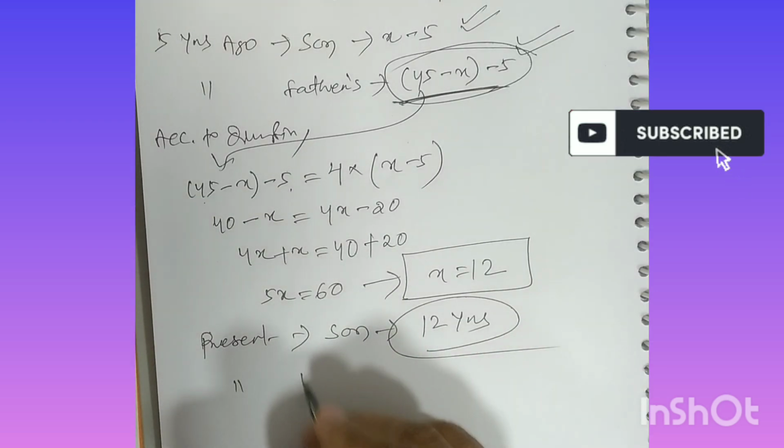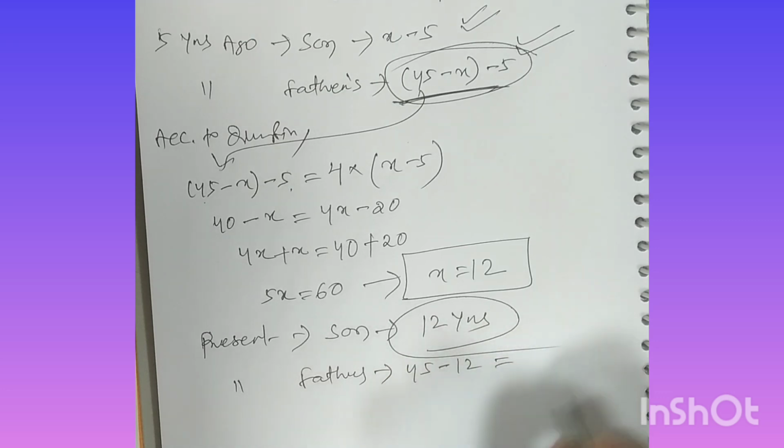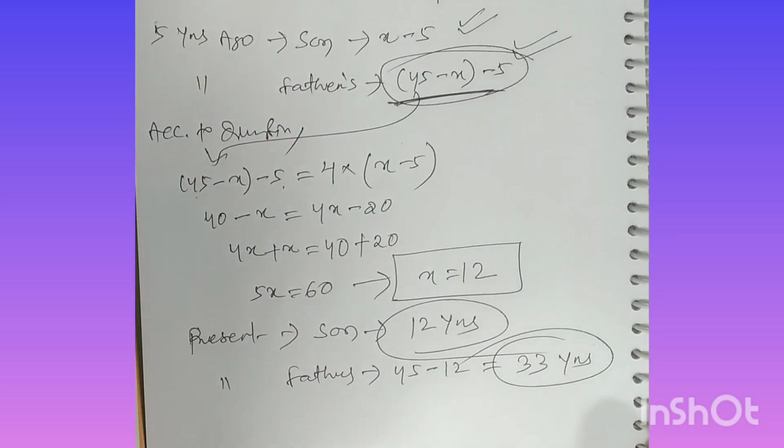Similarly, what is the present age of father? How much will we get? Simple, 45 minus 12. You have to subtract. So what you're getting here, 33 years, right? So this is your answer. In this way you have to solve this kind of questions.